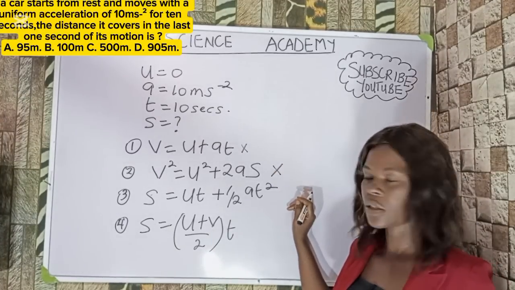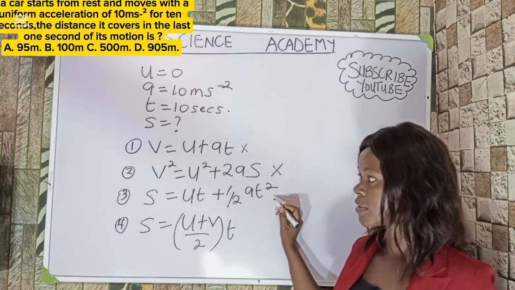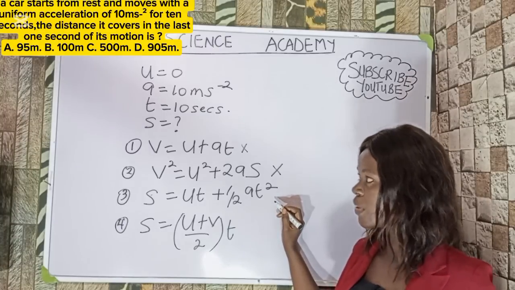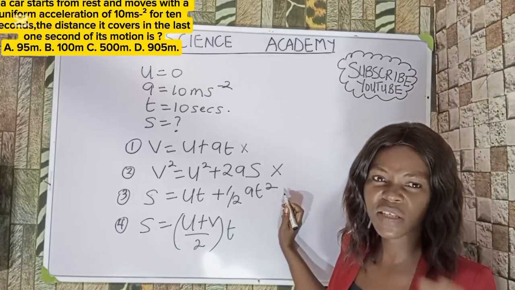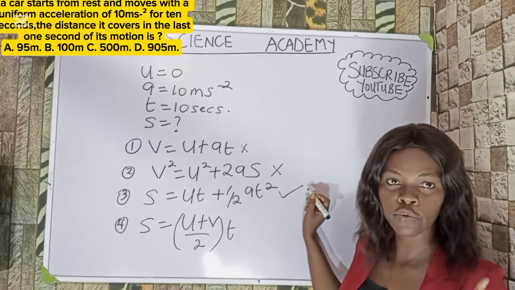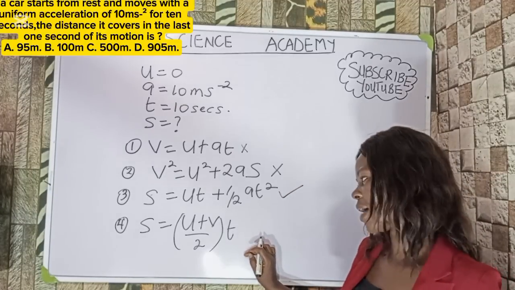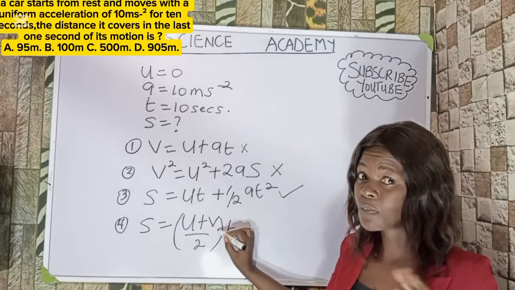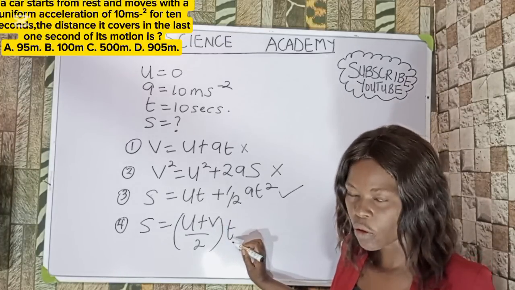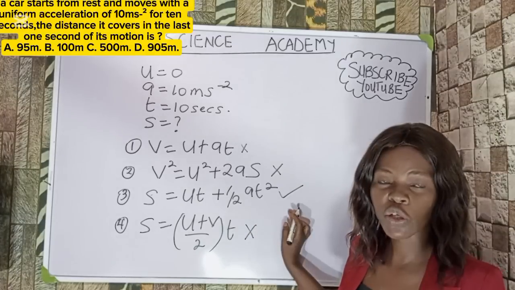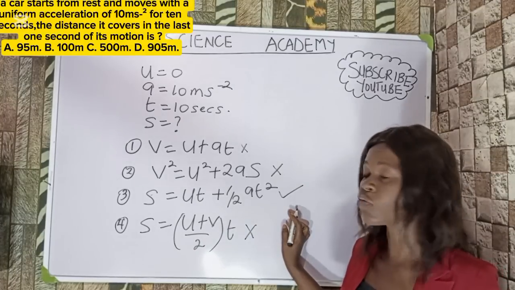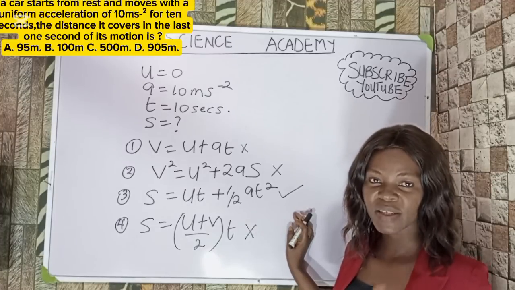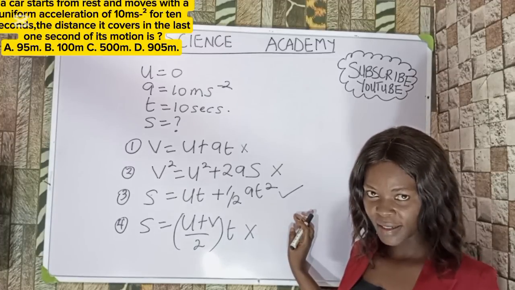Now looking at the third one, we have x, which is the distance. We have u, we have t, we have a. It seems like it has everything that we need, but let's just mark it. Good. And go to the next one. Look at the final one. It has final velocity, which is v. Because of this particular v, it will not work. So just cancel it. So the equation we are going to use for this question is equation 3, which is s equals ut plus half at squared. I hope that is clear now.